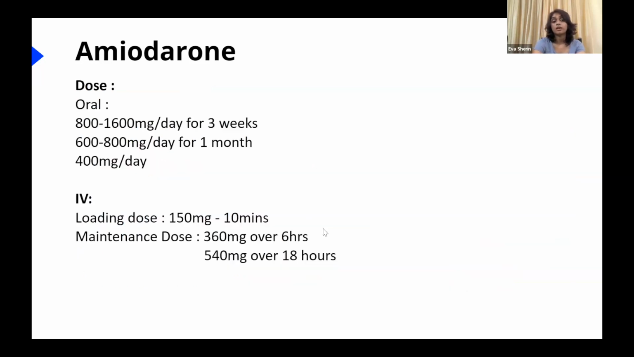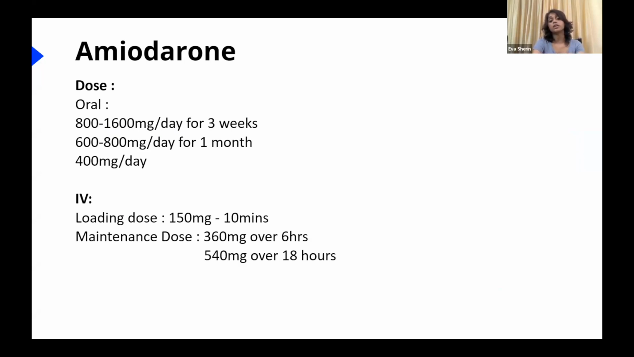And doses. Amiodarone is a difficult one to remember, or maybe it might be the easiest one because it's a fixed dose. Basically, it needs to reach a particular concentration in blood for it to act. So initially you give a higher dose, and then you taper it down once that concentration has been achieved. Initial dose is 800 to 1600 milligrams per day for 3 weeks. After 3 weeks, bring it down to 600 to 800 milligrams for 1 month. And once you know that the concentration has been reached, you bring it down to 400 milligrams per day. And this is all oral.